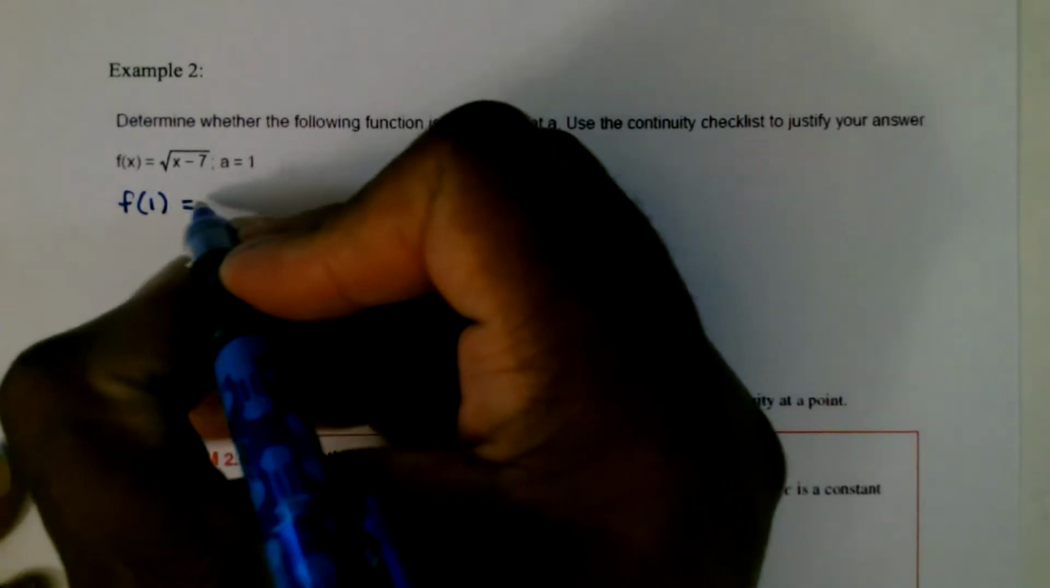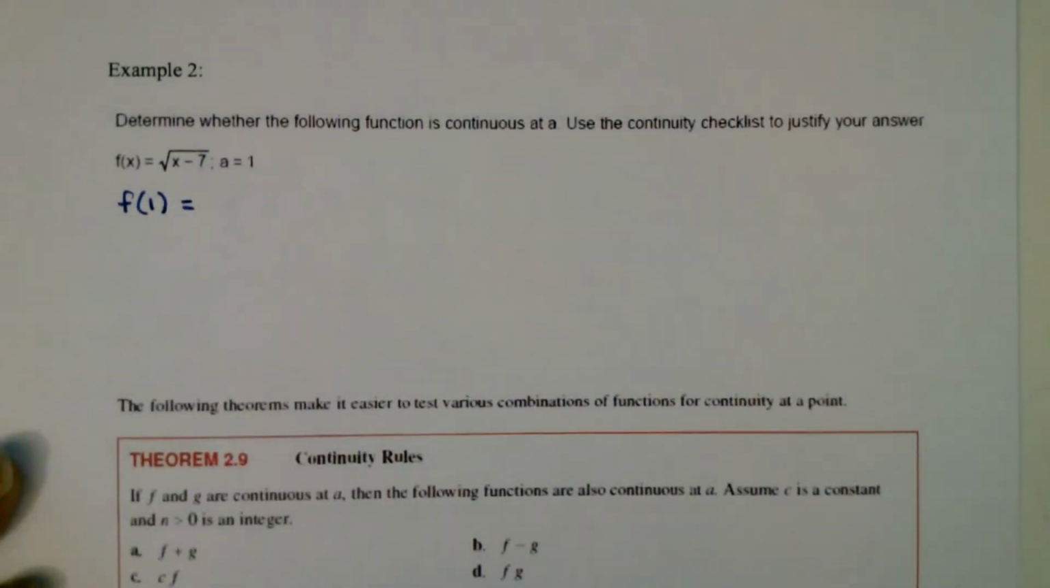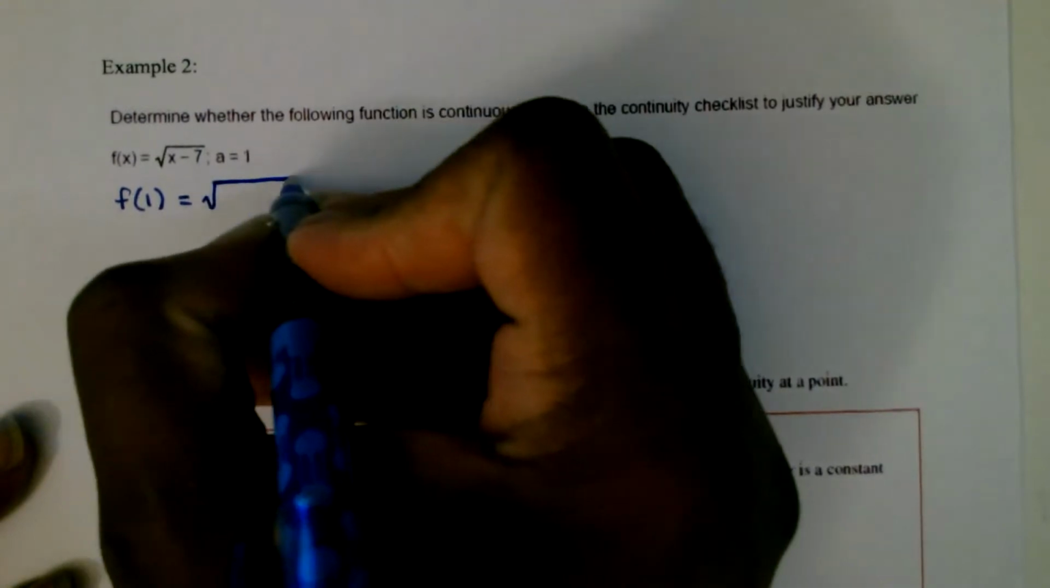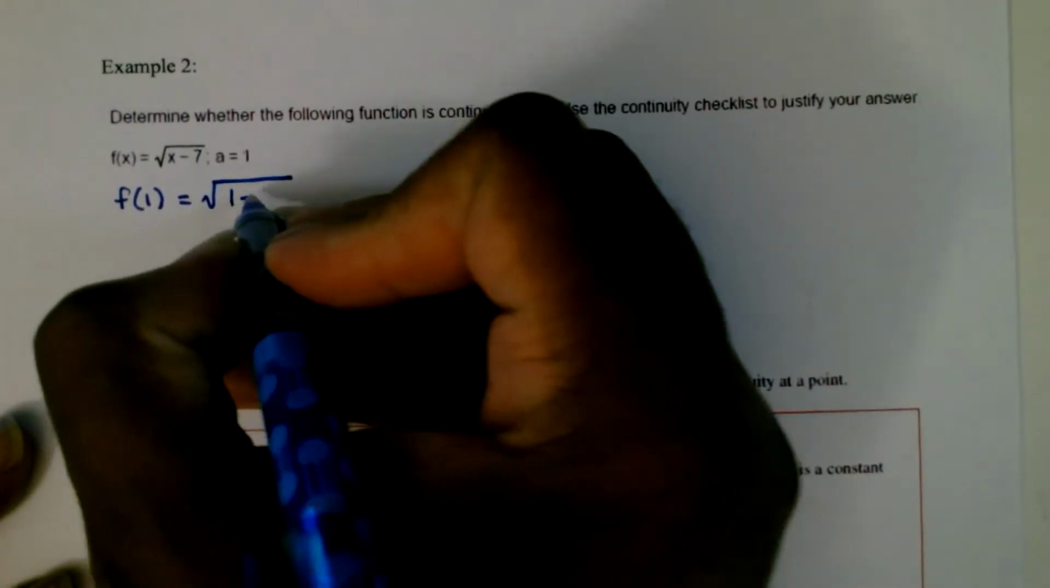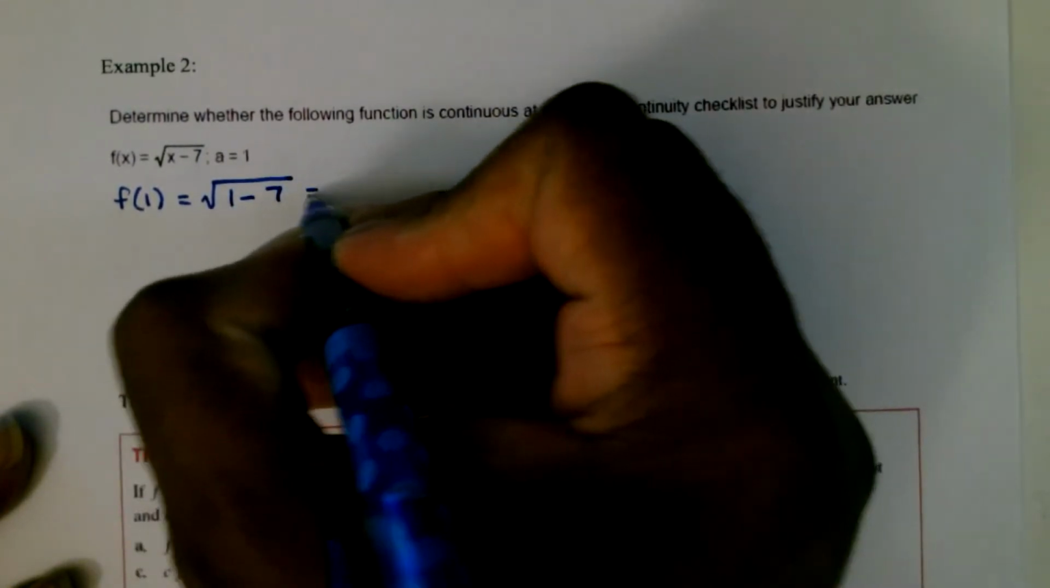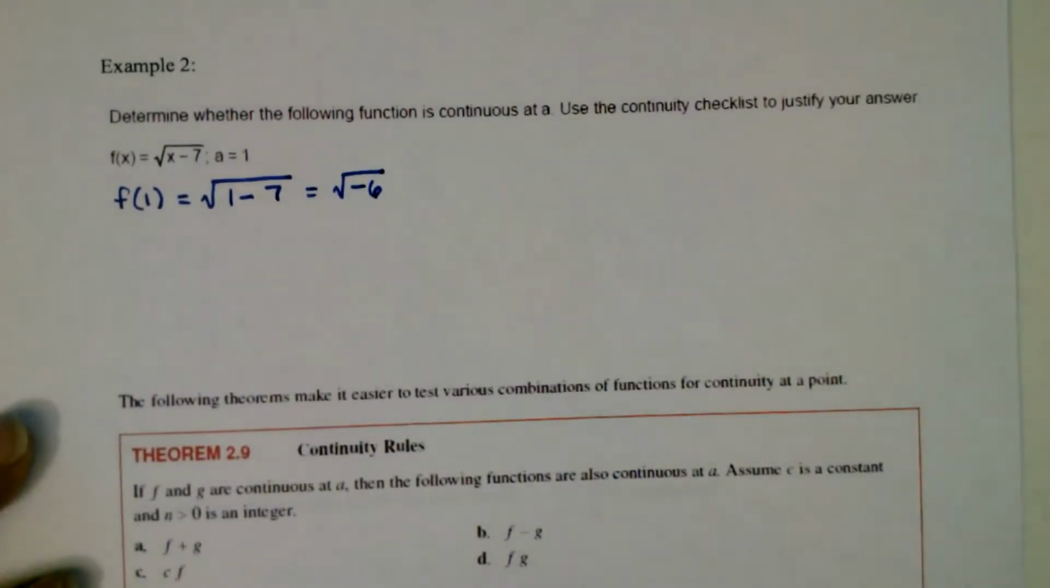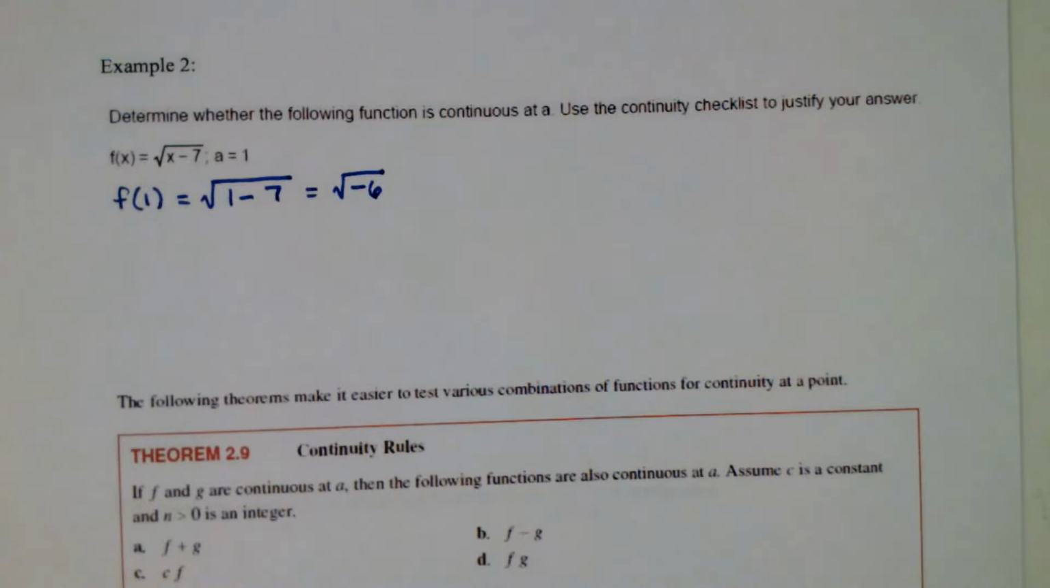So let's start off by doing this. Let's do f of 1 first, because the first rule is that f of a has to be defined. So that means f of 1 must be defined for this function. Well, if I replace the x with 1, I'll have the square root of 1 minus 7, and 1 minus 7 would be negative 6. Well, I can't take the square root of negative 6 to get a real number from it.